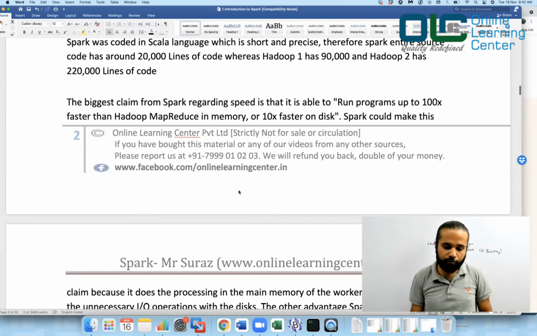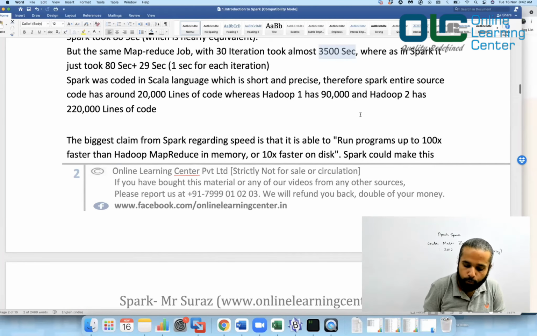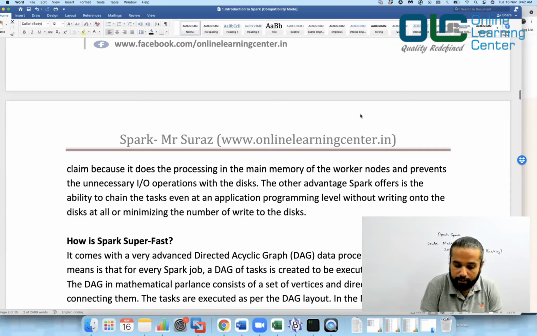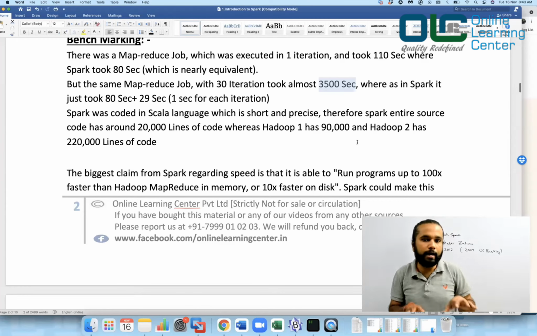Now, the biggest claim from Spark regarding speed is that it is able to run programs up to 1000x faster than your MapReduce in memory, or 10x faster on disk. Spark could make this claim because it does the processing in memory of the worker node and prevents unnecessary IO operations with the disk. The other advantage Spark offers is the ability to change the task even at the application programming level without writing onto the disk at all, or minimizing the number of writes to the disk.